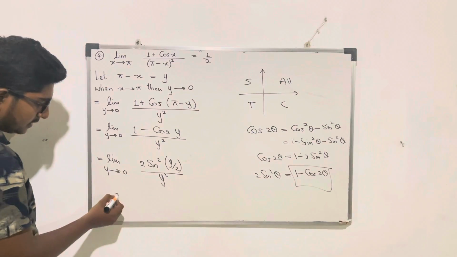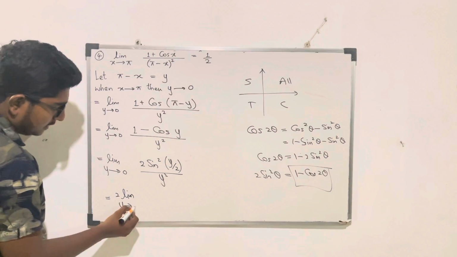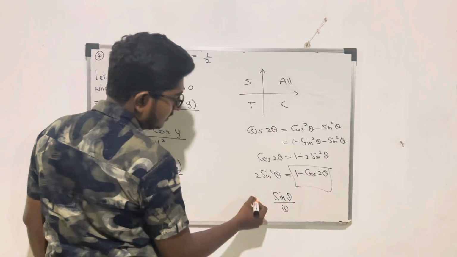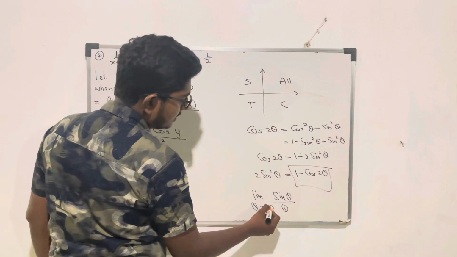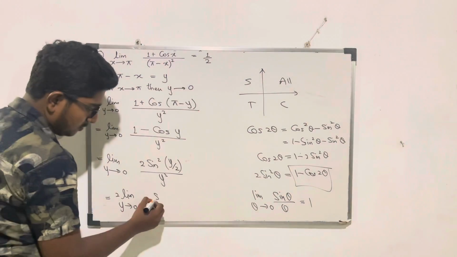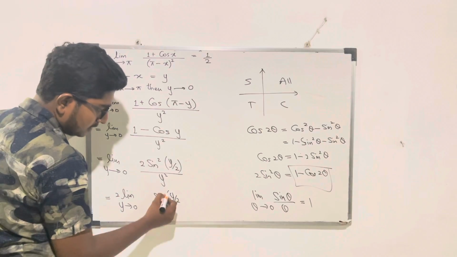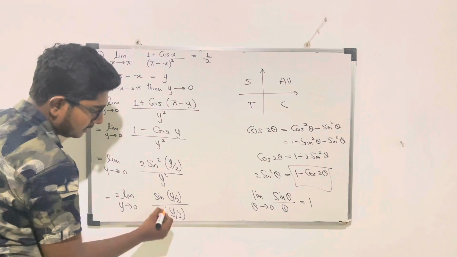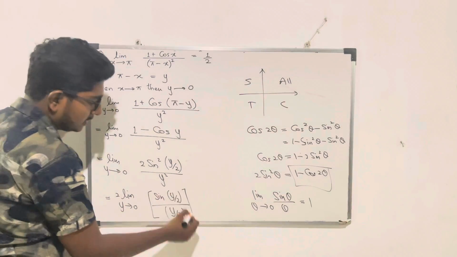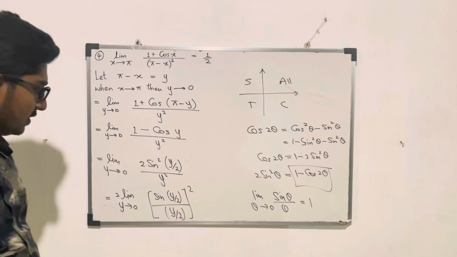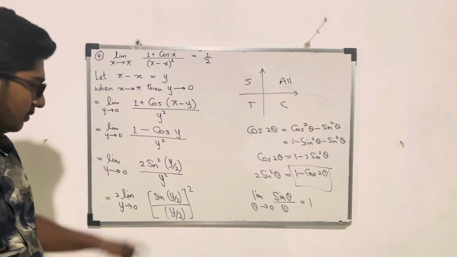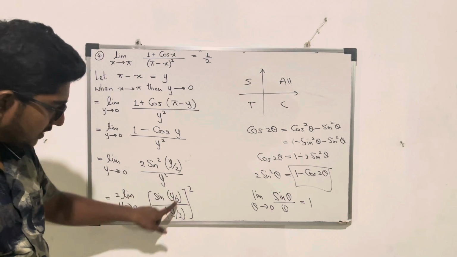Then 2 is a constant, take 2 out. Then in limits we have a theorem like this: sin theta over theta, when the limit of theta tends to 0, our answer is 1. So we can apply that theorem here. How? We have to write this same angle in the denominator. Y over 2 in the denominator. Since we had sin square, we have to put square. Then this is sin square y over 2, which is what we had in the numerator. In the denominator we get y square over 4.